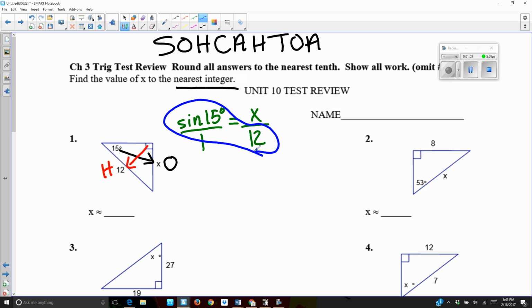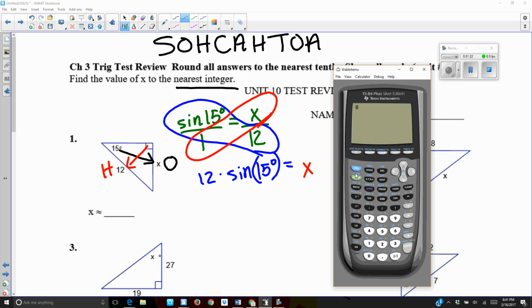And then we're going to cross multiply. One cross product here is 12 times the sine of 15 degrees. The other cross product is just 1 times x. So the left side, just put it in your calculator. As always, make sure your calculator's in degree mode. You can check that by pressing the mode button and just make sure degree is highlighted.